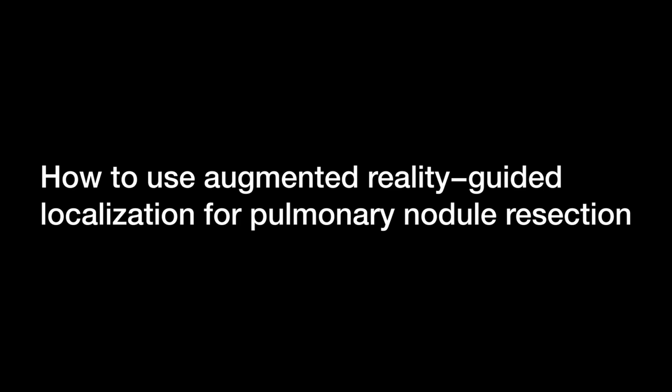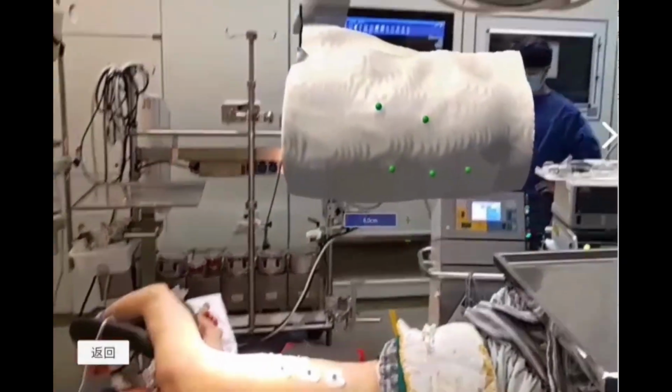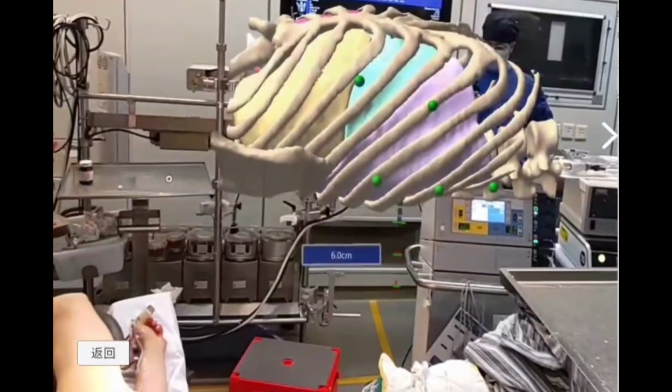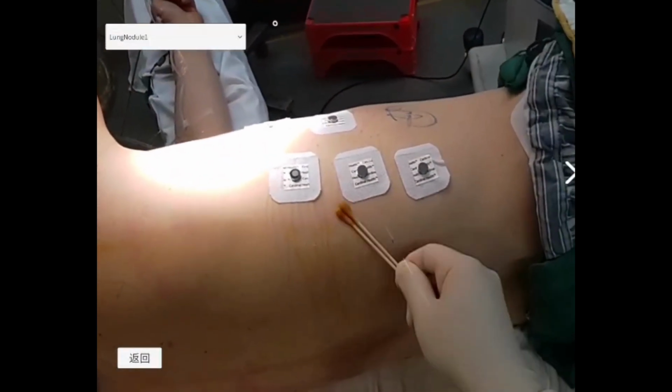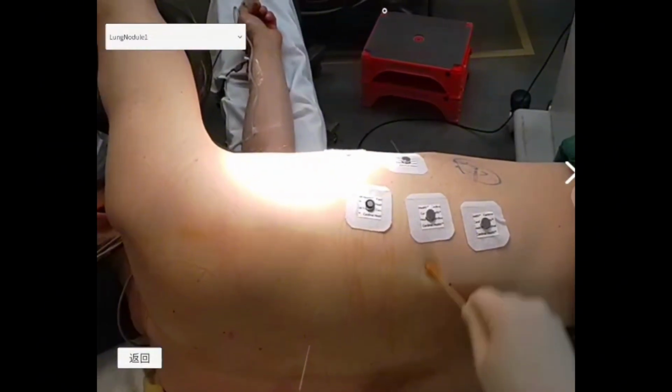How to use augmented reality guided localization for pulmonary nodule resection. Before localization, place the patient under general anesthesia and position the patient in the lateral decubitus position for surgery. Perform local skin disinfection over the approximate planned puncture area according to the model.